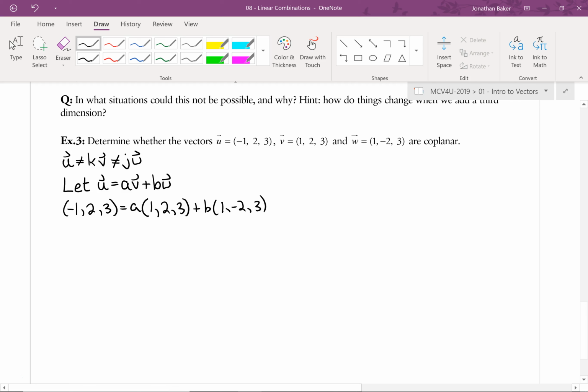Okay. So we could go through the whole process now of simplifying and equating, but really what you can do is pick off all the x-coordinates. So we're going to have negative 1 is equal to 1 times A, plus 1 times B. So we have A plus B, and that's equation 1. Then we have 2 is equal to 2 times A plus minus 2 times B. So that's minus B. That's equation 2. And we have 3 is equal to 3A plus 3B.